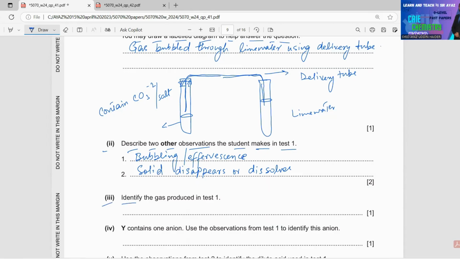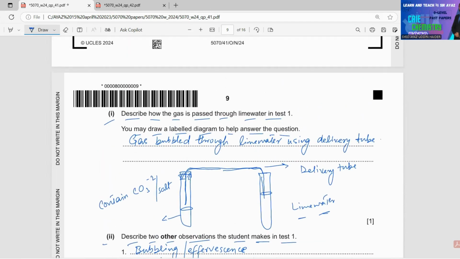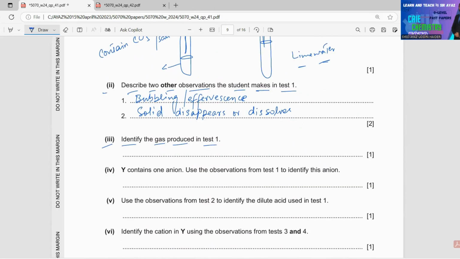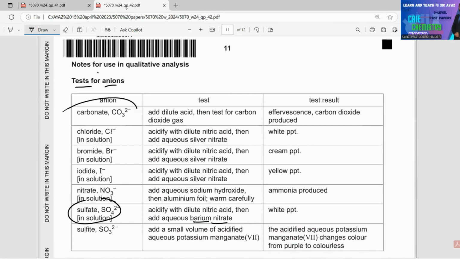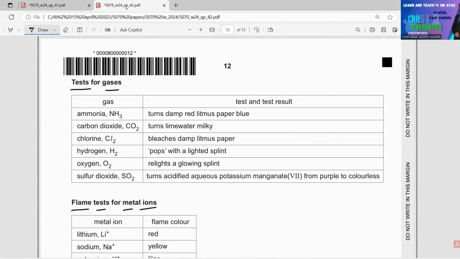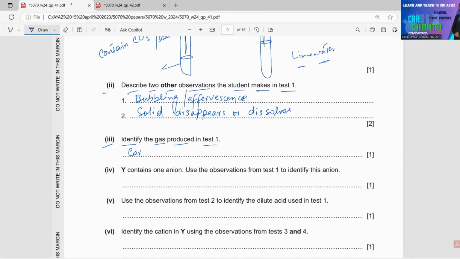Part 3, identify the gas produced in test 1. It's definitely carbon dioxide. I've already mentioned, it's turning lime water milky. So it must be carbon dioxide gas. Carbonate ion on reaction with acid produces effervescence and carbon dioxide. The test for carbon dioxide gas is that it turns lime water milky.